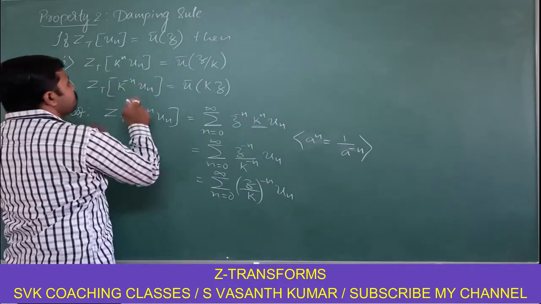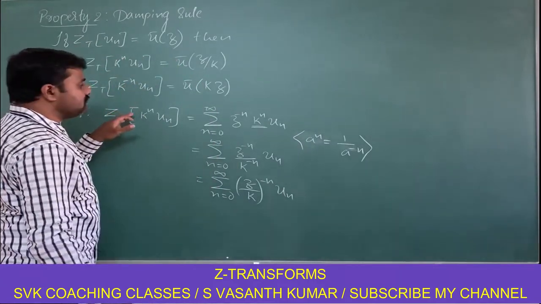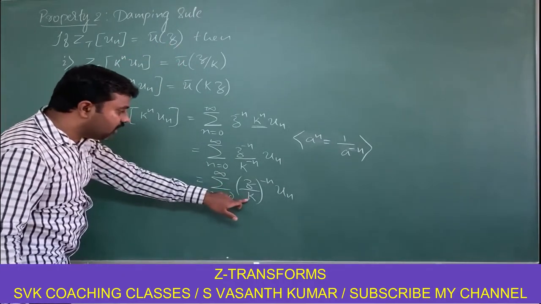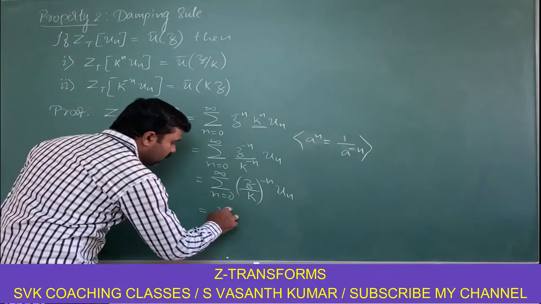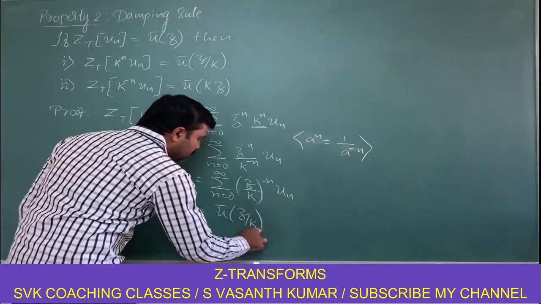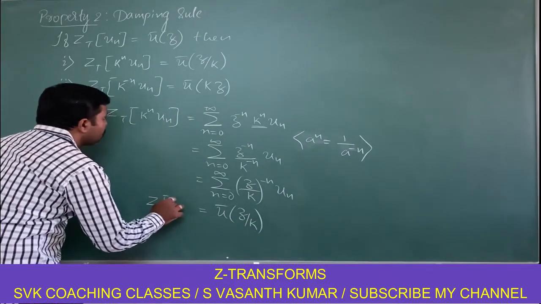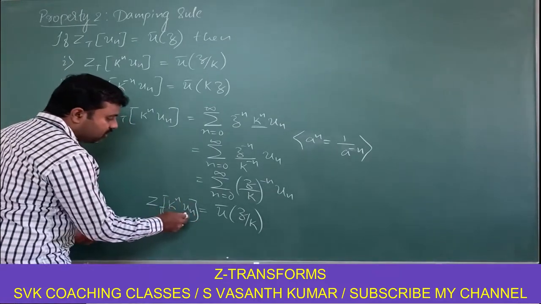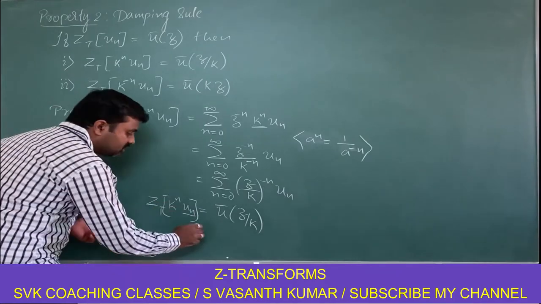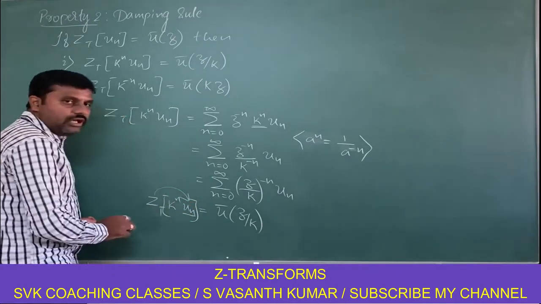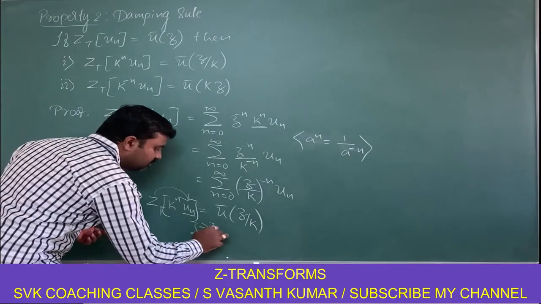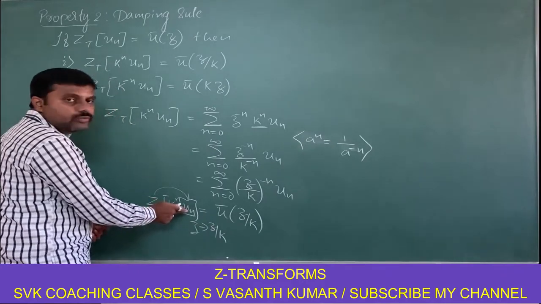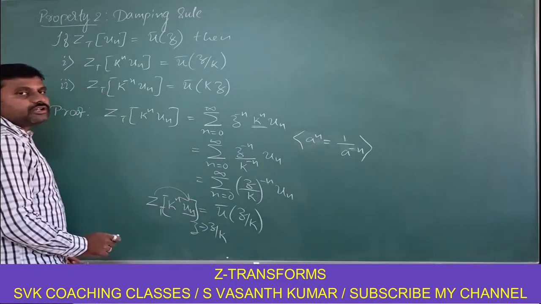So what we are writing? By definition of Z transformation, Z transform of un is always U bar of z. In place of z, what we have here? z by k. So it is nothing but U bar of z by k. That is the Z transform of k power n into un. So I can finally tell you that if the function un is multiplied by k power n, just find out the Z transform of un, then replace z by z by k to get the solution of Z transform of k power n into un.